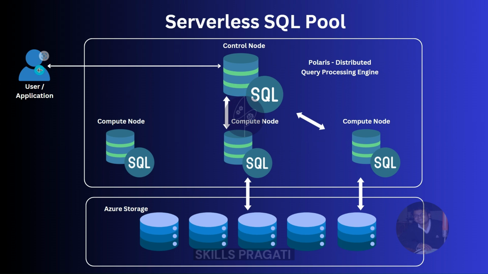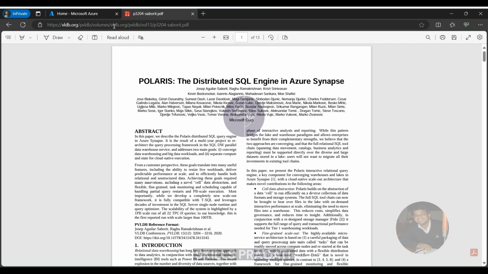Once the compute nodes complete the tasks, the results are then returned back to the control node. It then returns the results back to the application or the user. In this example, the control node decided to use only 2 compute nodes for this query, so it created the 2 tasks and executed them via the appropriate compute nodes. That's the architecture of the Serverless SQL Pool.